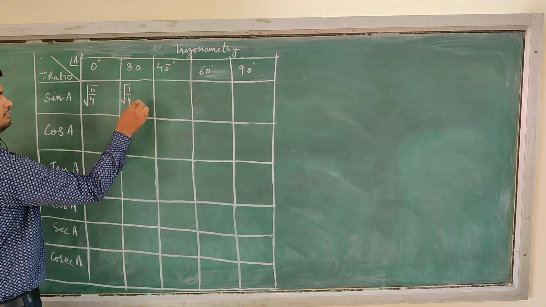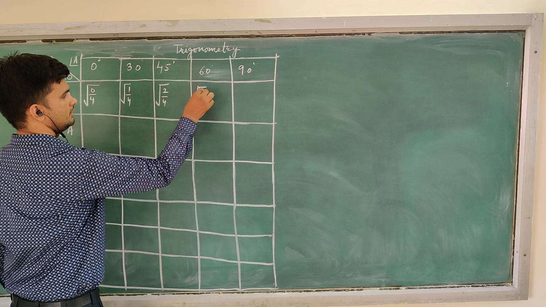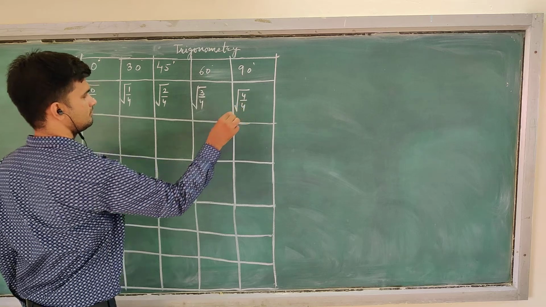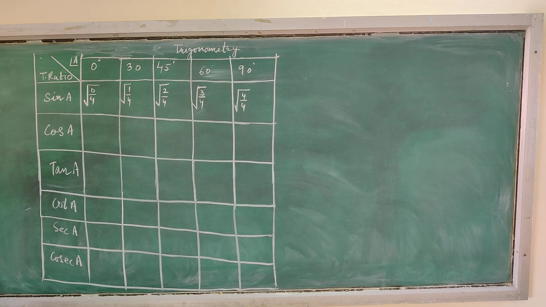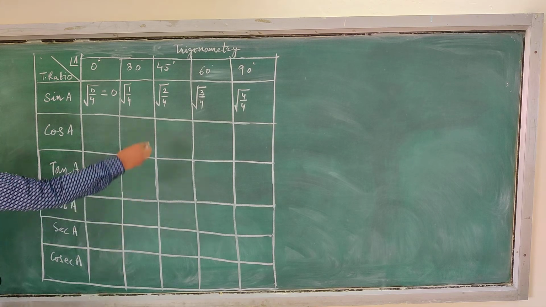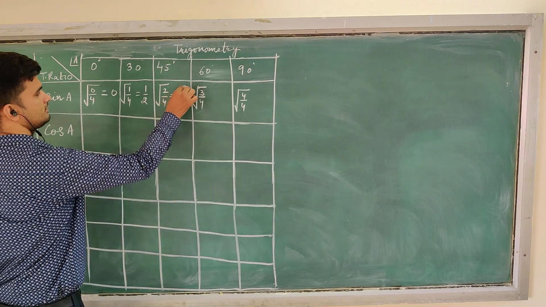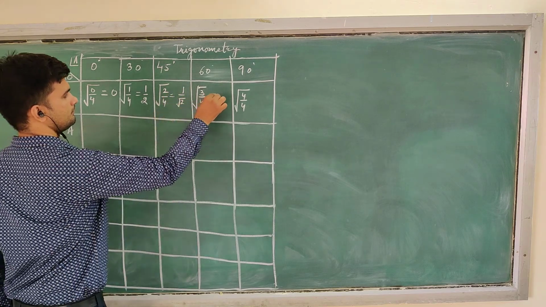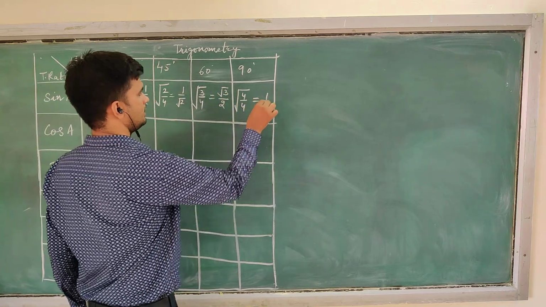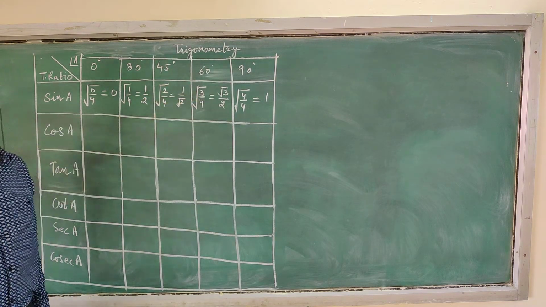Here root 1 by 4. Root 2 by 4, it is root 3 by 4, and here it is root 4 by 4. Now see here, 0 by 4 means root 0 by 4 means 0. It is 1 by 2. This will become 1 by root 2. Here it is root 3 by 2, and root 4 by 4 means 1. This is the easiest way to make trigonometric table.